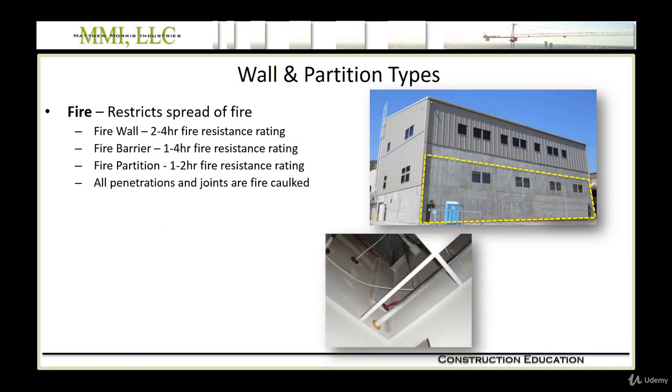All penetrations need to be fire caulked. So you see in the photo here, a majority of our fire caulking is red in color, but it doesn't always have to be red. Red is one particular brand, and it's usually a good indication that you're looking at fire caulking, but red doesn't always indicate fire caulking. The point is, anytime we put a hole through a fire-rated assembly, we need to seal the gaps to make sure fire doesn't spread from one room to another.